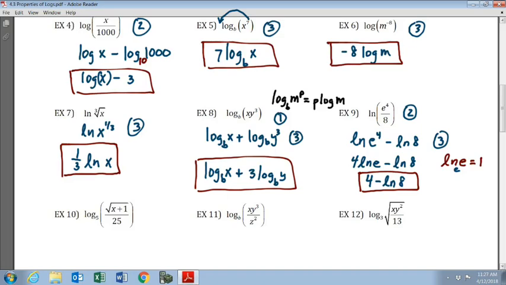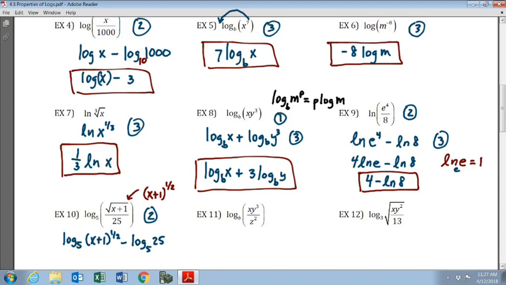All right, number 10. It looks like we're going to need to use the quotient rule here. But again, when we have a radical, we want to go ahead and write this as x plus 1 to the 1/2 power. So I'm going to do the quotient rule, but I'm going to write that expression as x plus 1 to the 1/2 power. So we're using the quotient rule. Log base 5 of x plus 1 to the 1/2 power minus log base 5 of 25.